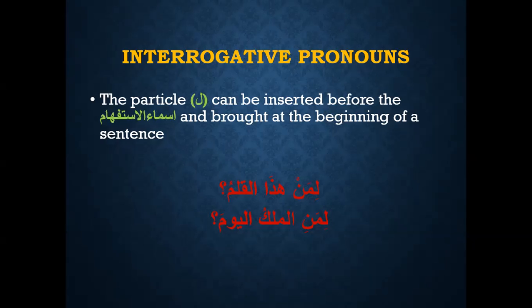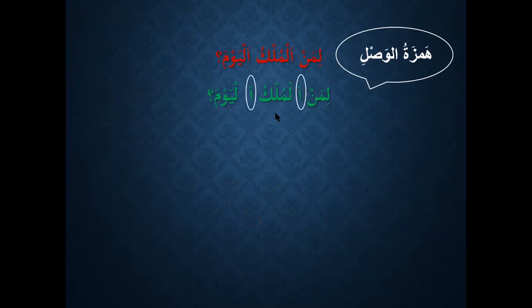So if you happen to have a situation like that, you have to add what we call a connecting hamza. It's called hamzatul wasl. How does it work? So with liman al-mulku al-yawma, these are hamzatul wasl, this and this. These hamzas are extra. You do not need them if you are pronouncing the words together, in the middle of a sentence. They're needed at the beginning because you cannot say lmulku.